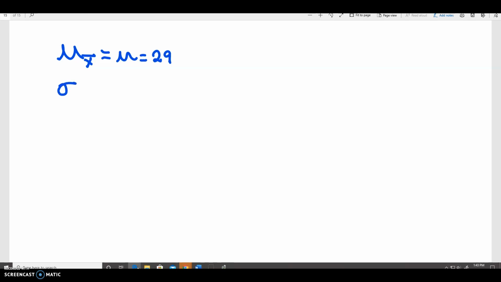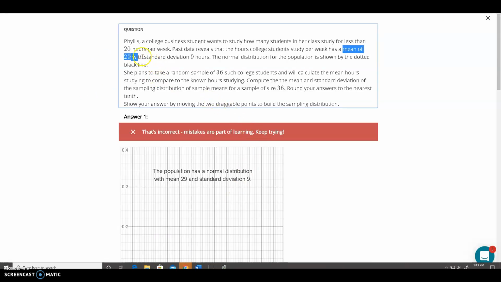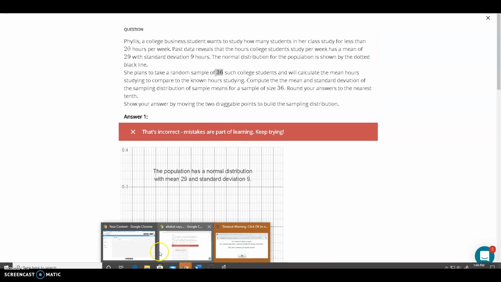Now we want to compute the standard deviation. The standard deviation for a distribution of sample means is equal to sigma divided by the square root of n. In this problem, we have a standard deviation of 9 and a sample size of 36.